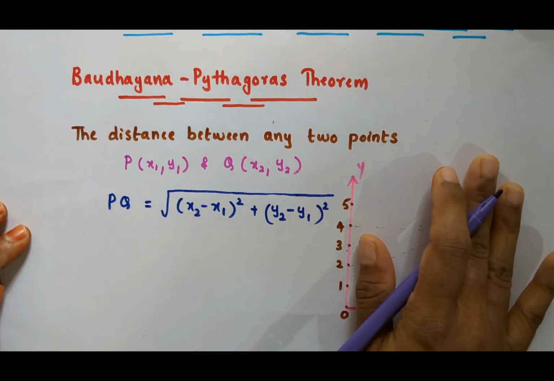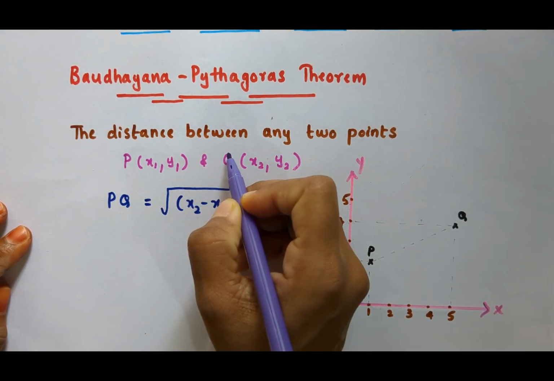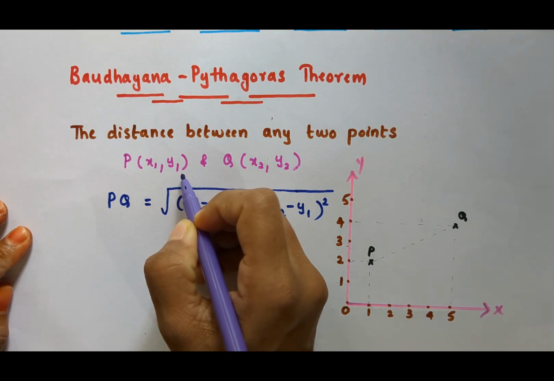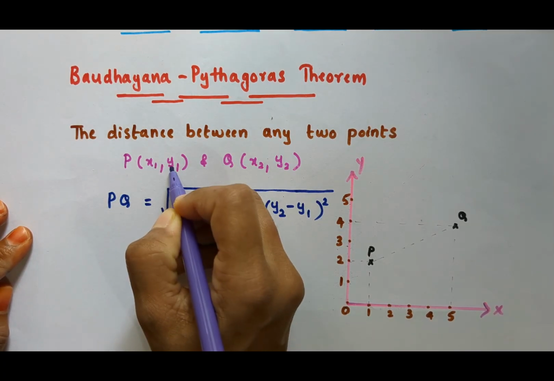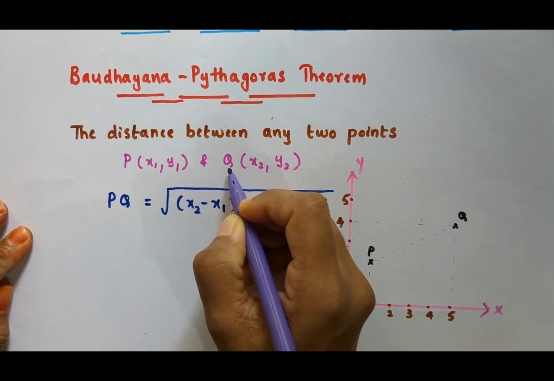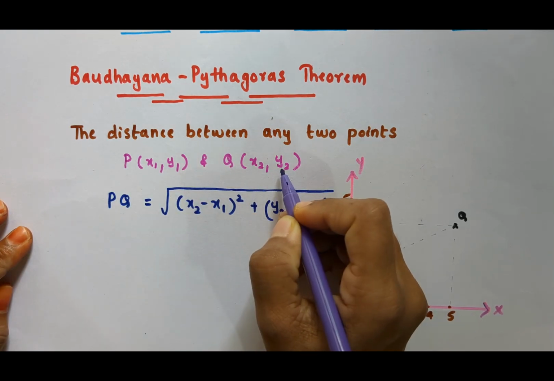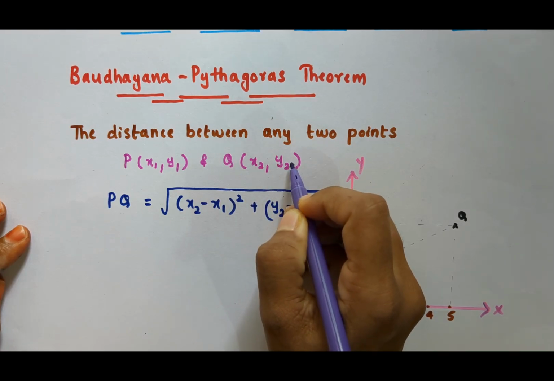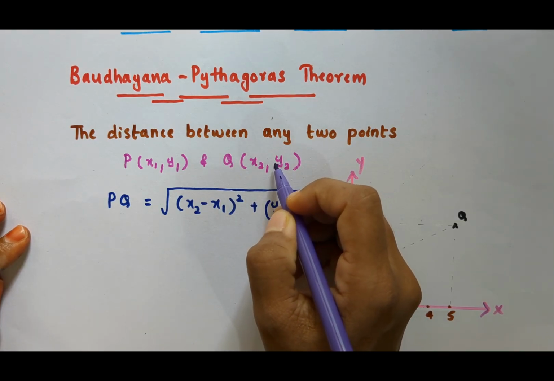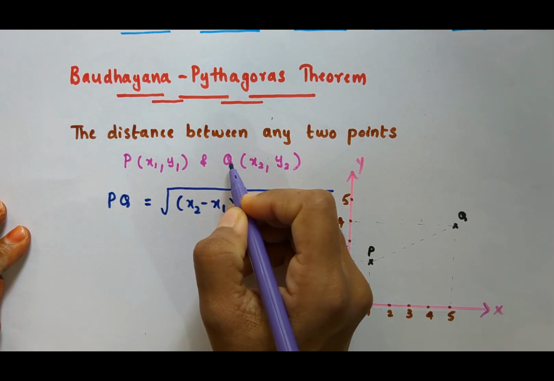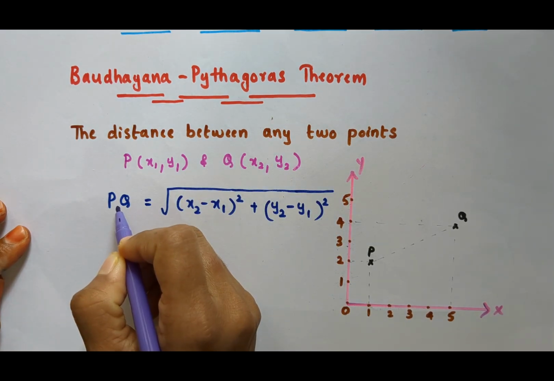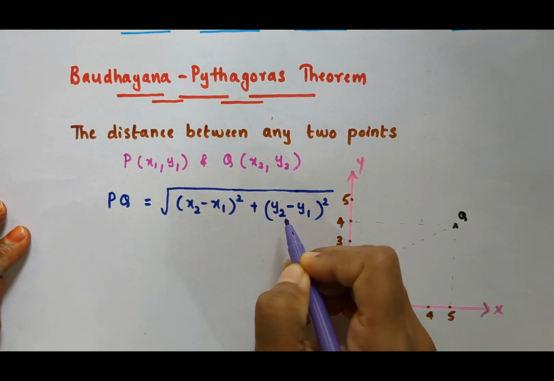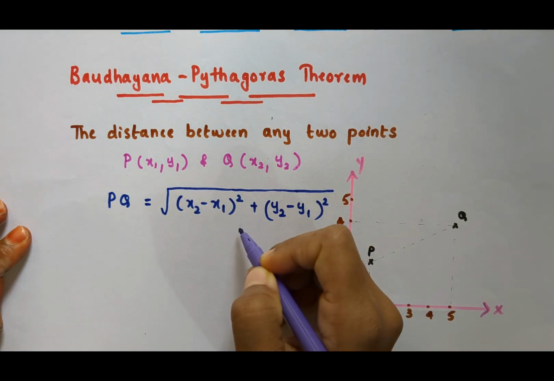That is, if we consider 2 points P and Q such that the x coordinate of P is x1, y coordinate of P is y1, and the coordinates of Q are x2, y2, that is x coordinate of Q is x2, y coordinate of Q is y2. If it is so, the distance between these 2 points P and Q will be PQ equals square root of (x2 minus x1) the whole square plus (y2 minus y1) the whole square.